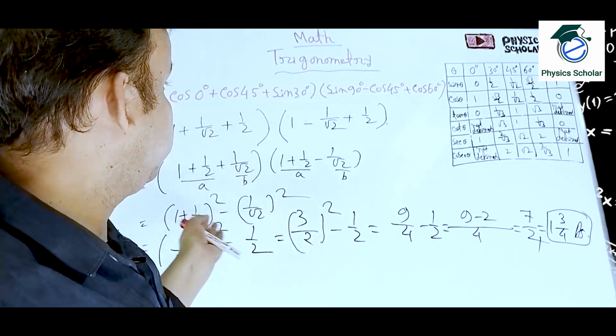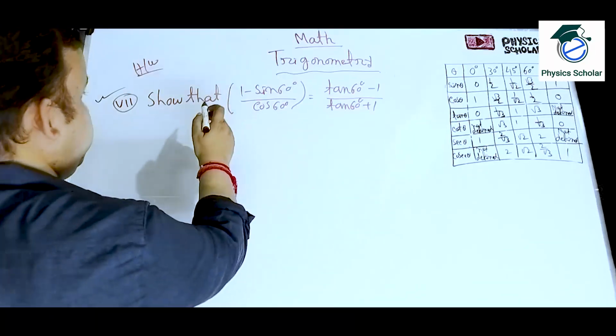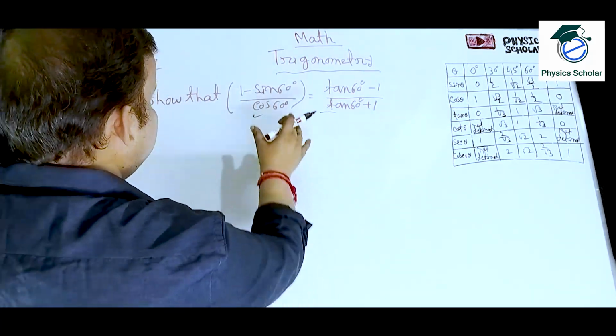Okay, so now let us move to the next sum, sum number 7. Students, this is sum number 7 that I have given as your homework. We have to prove. Prove means the answer is given, I told you earlier. Clear? So this is equal to this.